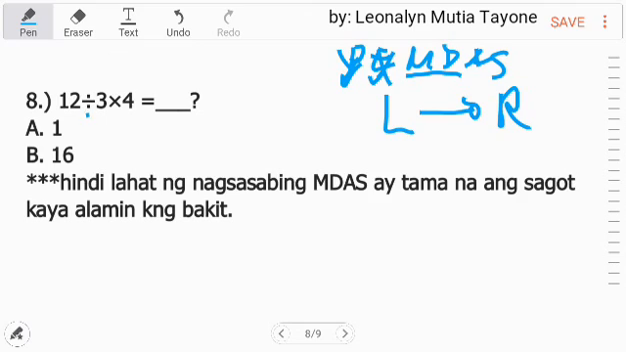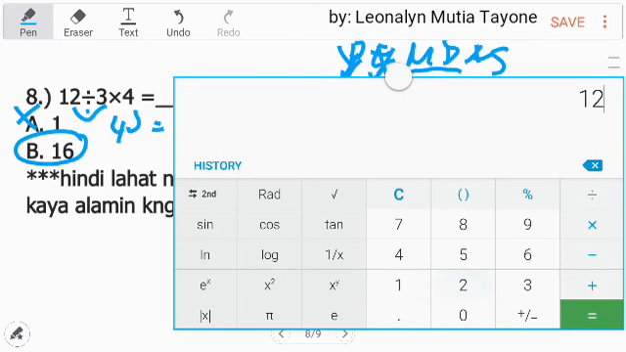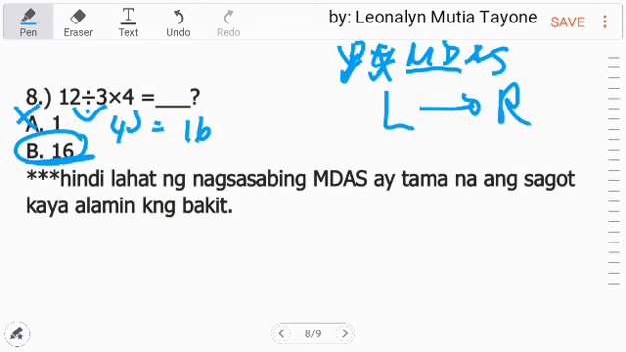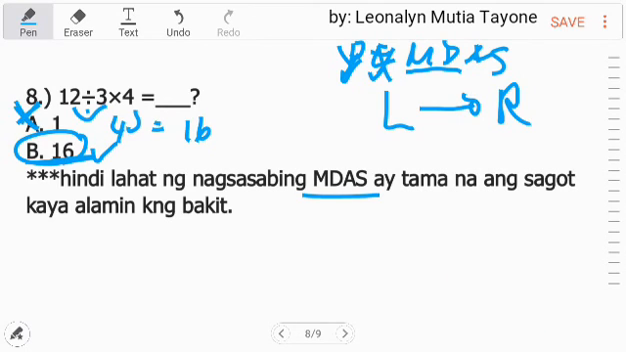Ang nauna dito ay division, so unahin natin. 12 divided by 3 equals 4. 4 times 4 equals 16. So ang sagot dito ay 16. Mali ang 1. I-double check natin sa calculator. 12 divided by 3 times 4, and the answer here is 16. So, tama. Balikan natin yung sinulat ko dito. Hindi lahat na nagsasabing PEMDAS ay tama na ang sagot, kaya alamin kung bakit. I hope by this time, alam nyo na kung bakit 16 ang tamang sagot at hindi yung 1.